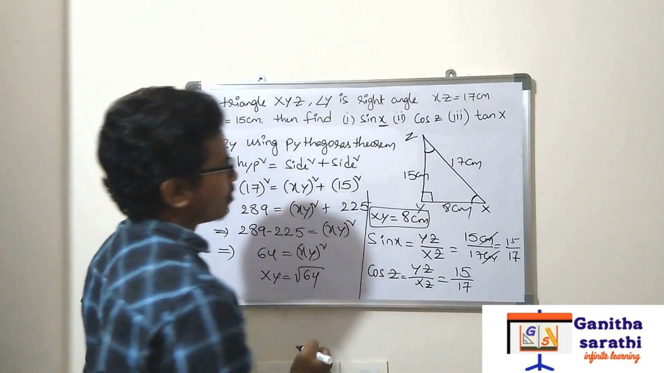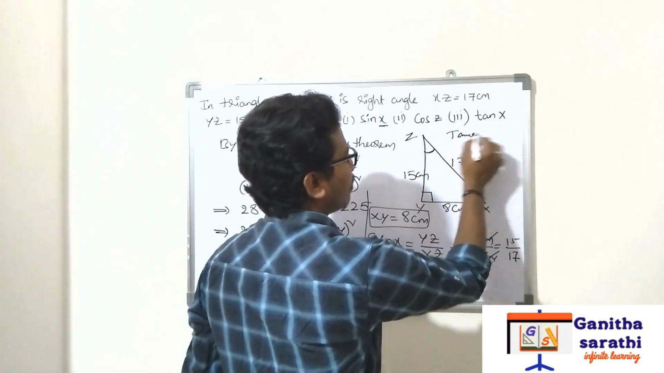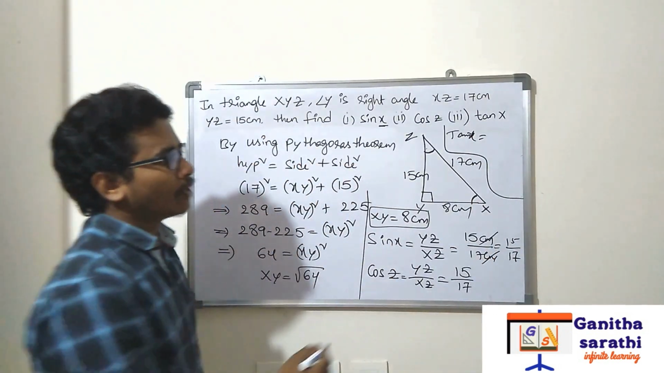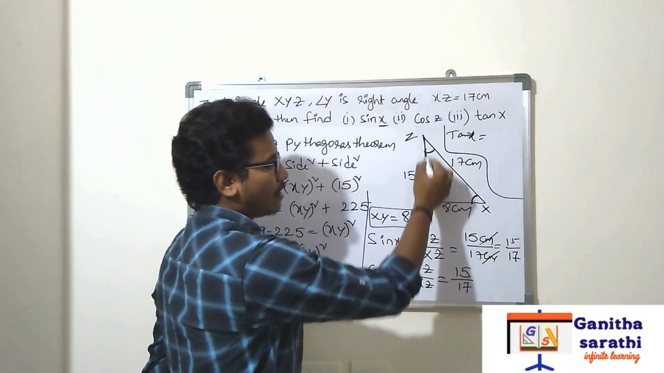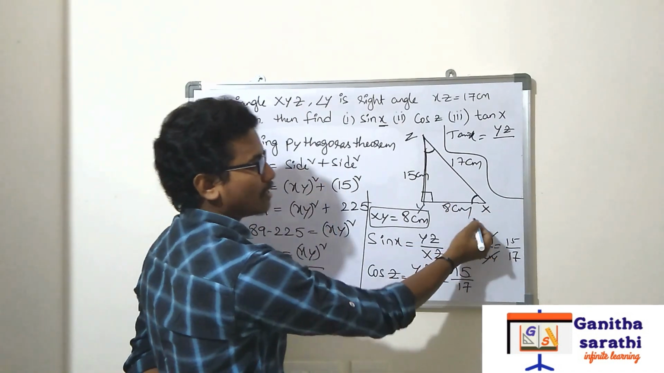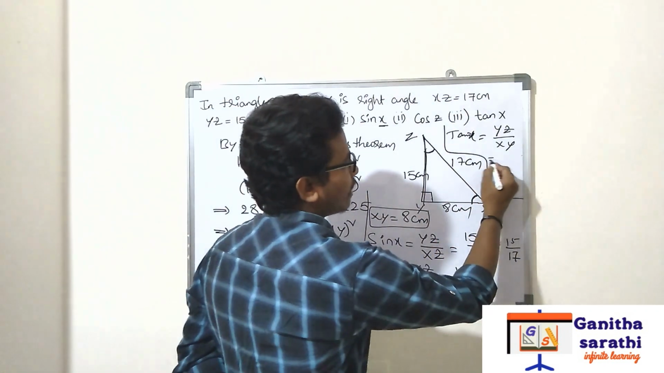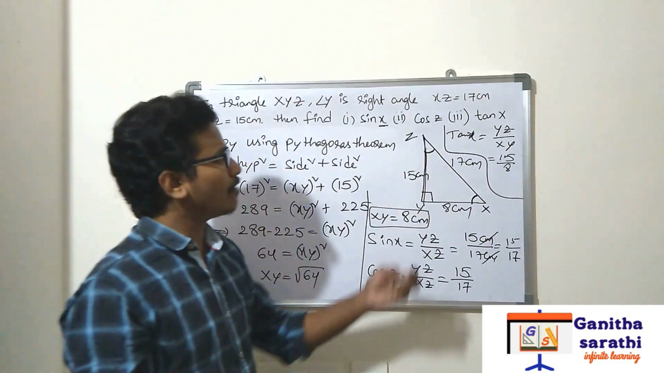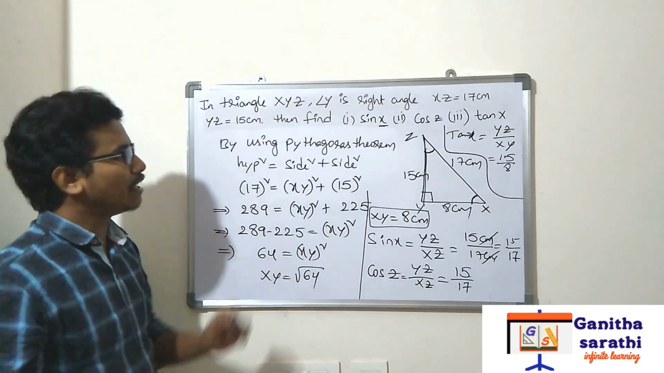Next, what is asking? Tan X. So how will we find tan X? What is the formula of tan? Opposite side by adjacent side. So for X, what is the opposite side? YZ. Next, for X, what is the adjacent side? XY. So what is the value? 15 centimeters by 8 centimeters means 15 by 8. So in this way you can find all the 6 trigonometric ratios, right? You can find anything, just this is an example.